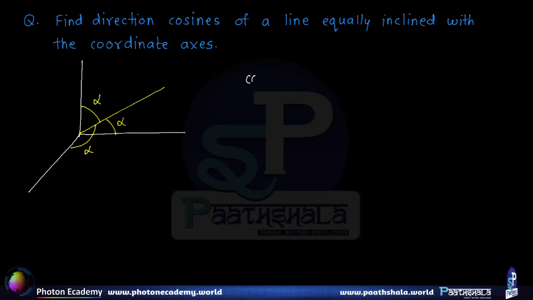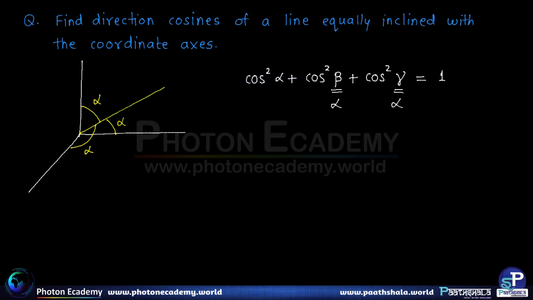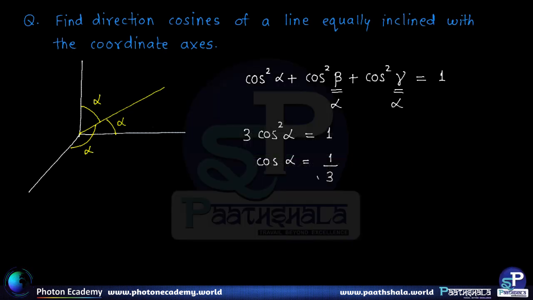And we know that cos square alpha plus cos square beta plus cos square gamma, which is nothing but l square plus m square plus n square, is equal to 1. But since beta and gamma both are the same as alpha, if we take all as alpha, we will get 3 cos square alpha equal to 1, which gives us cos alpha is equal to 1 by root 3. Okay? And of course by taking the root we have to consider plus or minus, because that merely indicates the opposite side of the line.